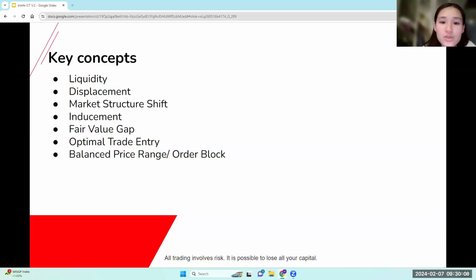Okay, so let's get into some of the key concepts. Firstly, for our key concepts, we'll go through liquidity, followed by displacement, market structure shift, inducement, fair value gap, optimal trade entry, and lastly, balance price range or order block. These are the fundamentals that you need to know in order to take advantage of trading in this style.